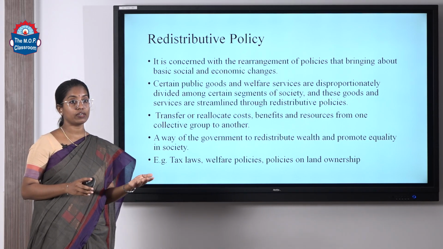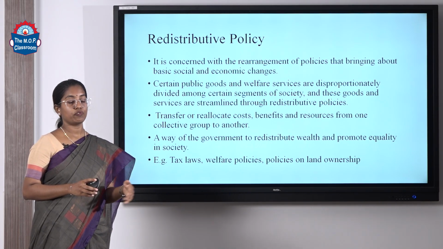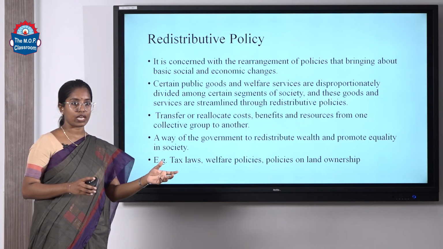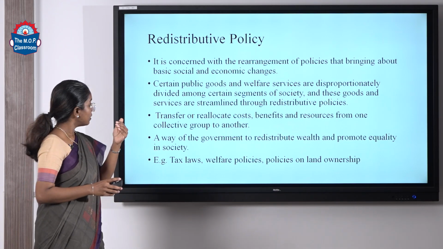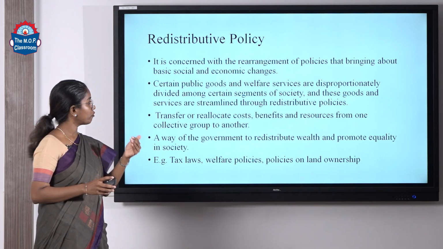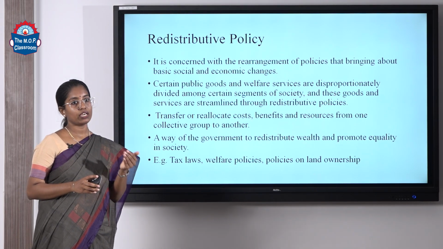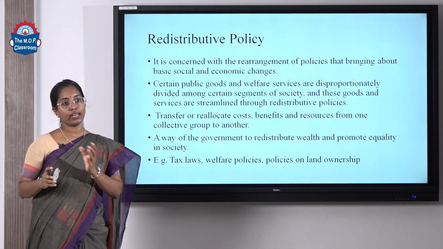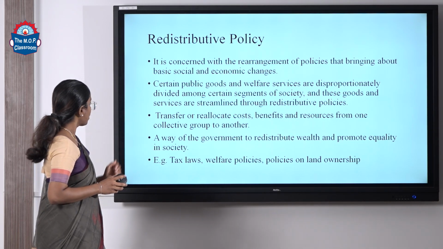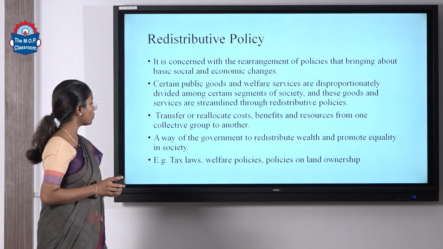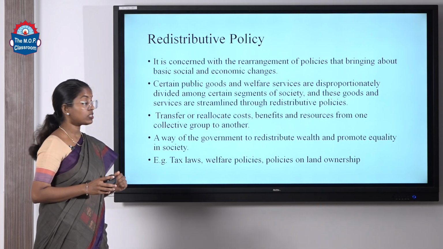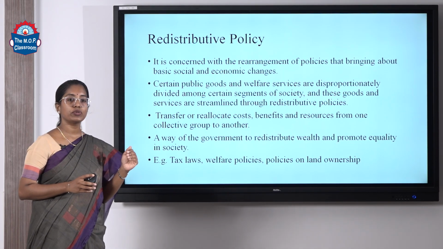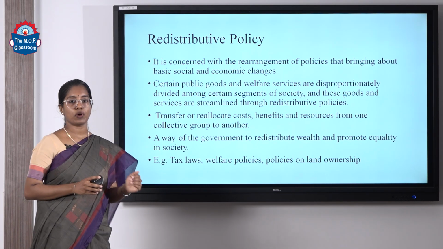It is not for the betterment or welfare of the entire population, only for some segment of the society, but the expenses of this policy will be borne by another particular section of the society. For example, there are tax laws, welfare policies, and policies on land ownership. These could be examples of redistributive policies.